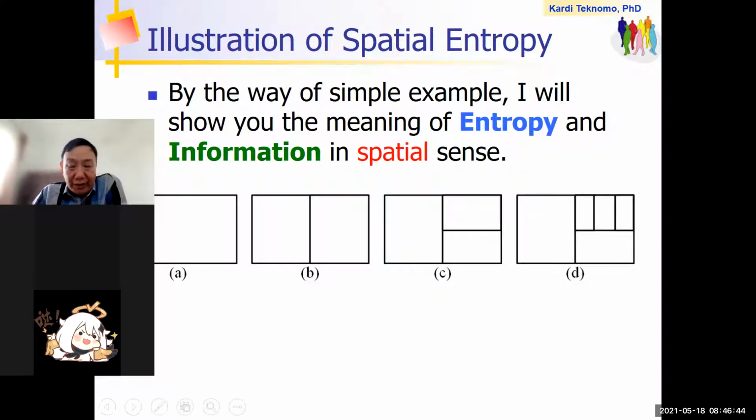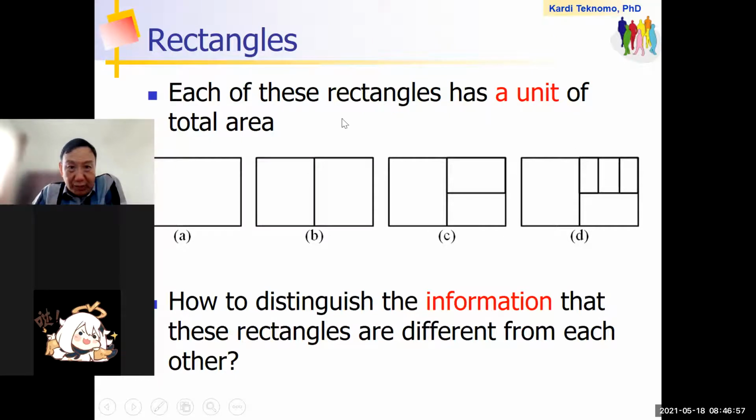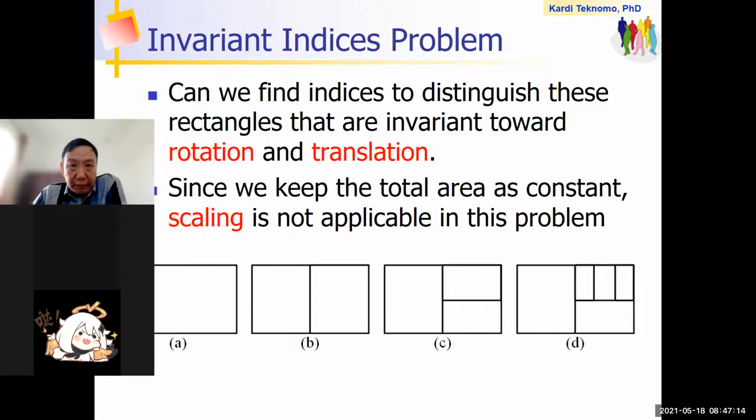My question is, how do you distinguish A, B, and C in terms of information? Each of these rectangles A, B, C, D has a unit total area. So how do you distinguish the information that these rectangles are actually different from each other? Can we find certain indices to distinguish these rectangles that are invariant? Invariance means they don't change under rotation and translation. Because the total area is the same, 1, scaling is not applicable to this problem. These three transformations, rotation, translation, and scaling, are talking about rigid body transformation.